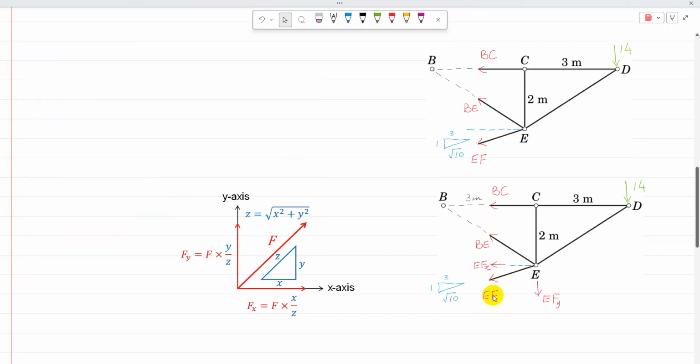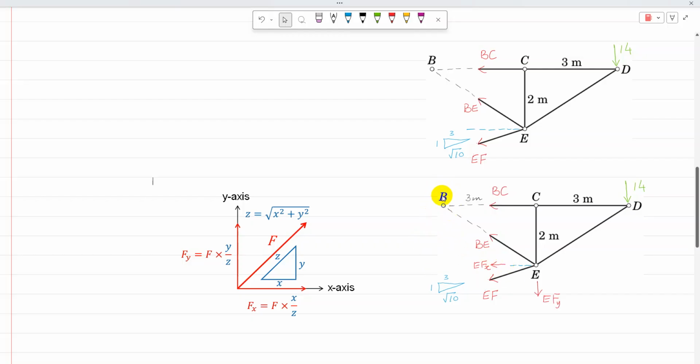So now EF is being resolved into two components, EFY and EFX, and then I'll find EFX and EFY using that triangle rule. If a force F is given and we need to find its component, F is represented as a right triangle with horizontal distance x, vertical distance y, and hypotenuse z. So Fx is equal to F times x over z, Fy is equal to F times y over z. Now I'm going to write the moment equation about point B.